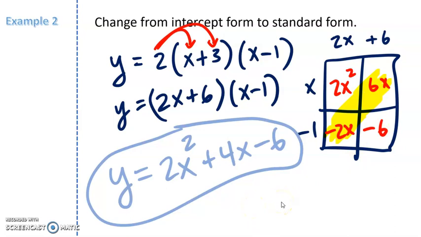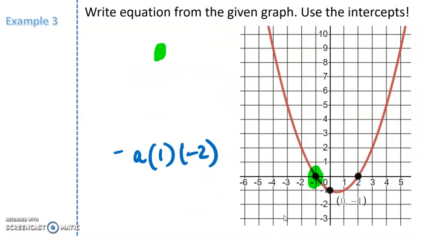Let's go ahead and take a look at a graph here, and we're going to write the equation from this graph, and we're going to use the intercepts to do that. So you can see we have this graph here of a quadratic. It's a parabola, and we have some key points. We can see that the x-intercepts are -1 and +2. Because we can clearly define the intercepts, we can use intercept form to write the equation. Whereas before we were using vertex form.